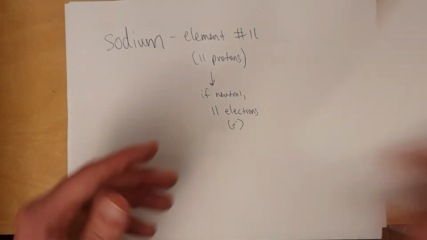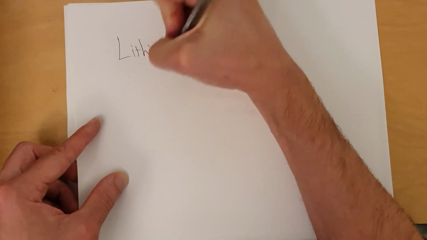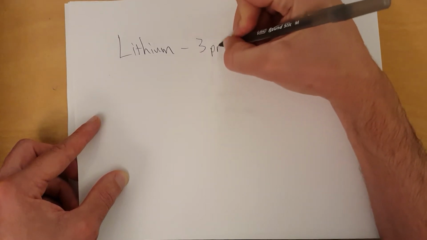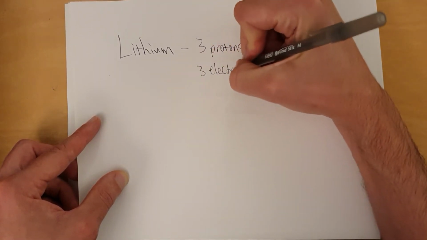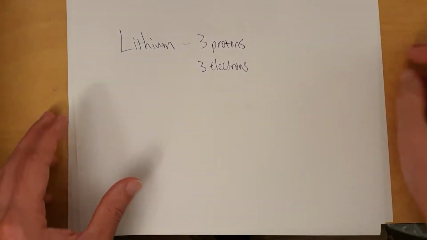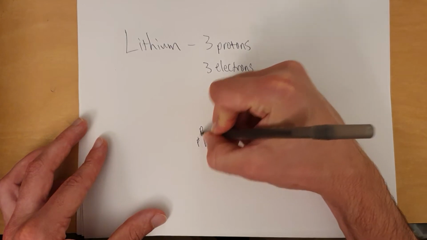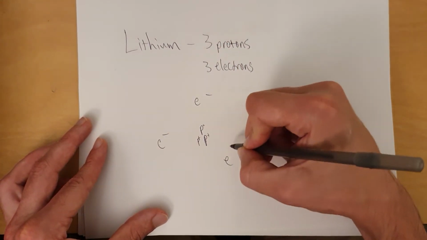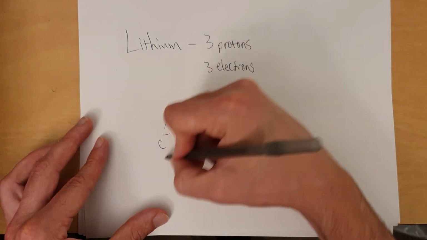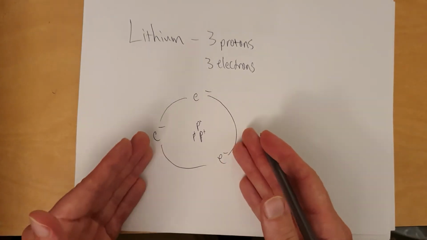Okay, let's look at another one. Lithium. 3 protons, 3 electrons. We'll start here. So proton, proton, proton in the center, and electron, electron, electron on the outside. This is a lithium neutral atom.